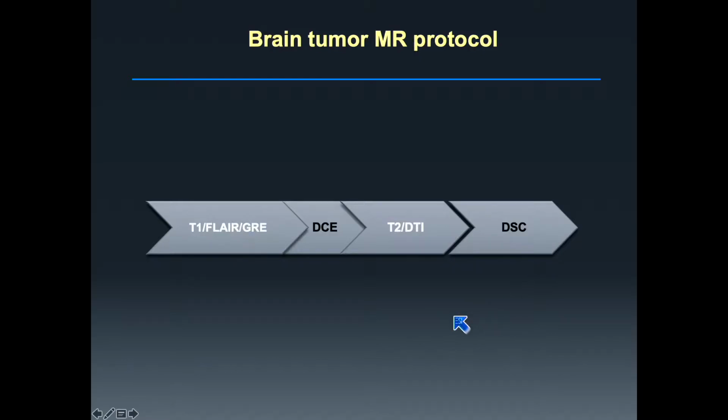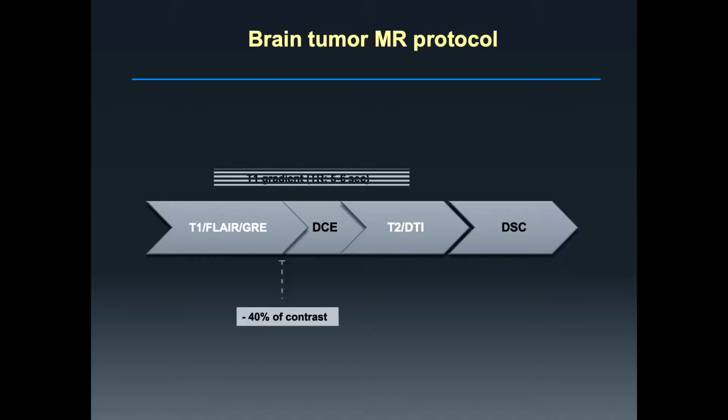So this is our brain tumor protocol. Basically, we start with some conventional imaging, T1, FLAIR, gradient images, and then we do our DCE, for which we use a T1 gradient sequence with a relatively high temporal resolution, on the order of 5 to 6 seconds, and we inject 40% of the contrast that we have for that patient for this acquisition.